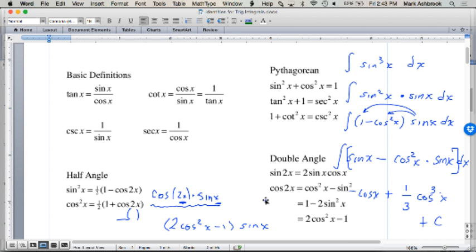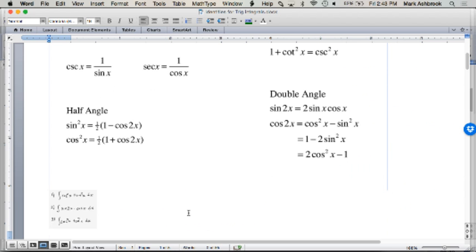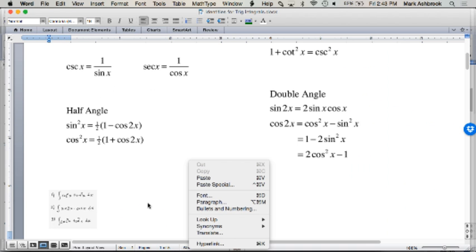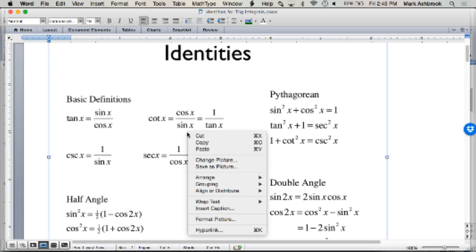Well, in my experience doing these problems, the only time you use the half angle formula is for just sine squared or just cosine squared. It doesn't come up much more than that. Okay, let's do one more example. Something a little bit harder maybe: secant to the 4th tangent cubed.